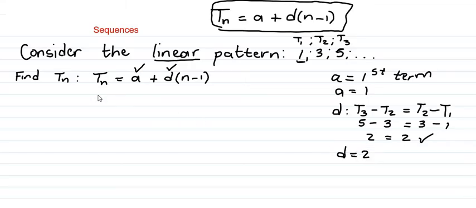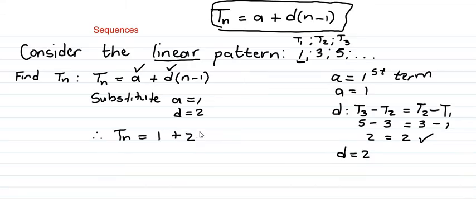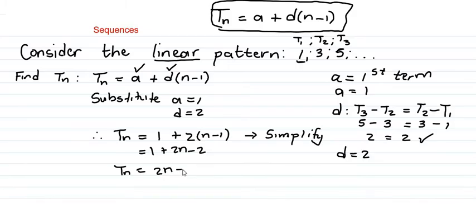Therefore, we can substitute a and d. So when we substitute a and d, we get that our general term or our nth term is going to be 1 plus d, which for us is 2, into n minus 1. And then from here, we simplify. So when we simplify, we get 1 plus 2n minus 2. And then our general term becomes 2n minus 1. So this becomes our general term, which is our formula.